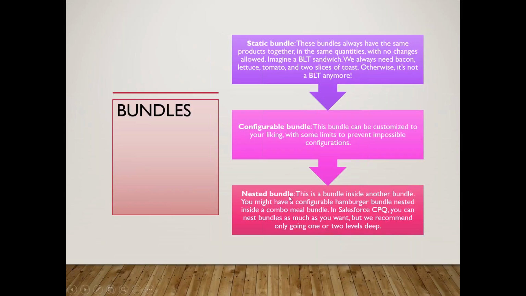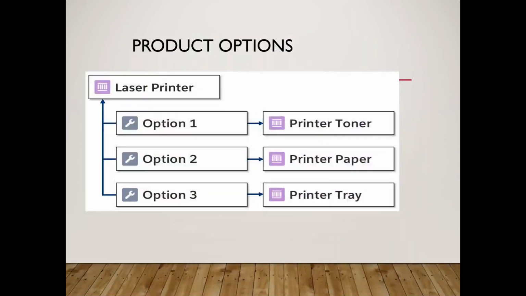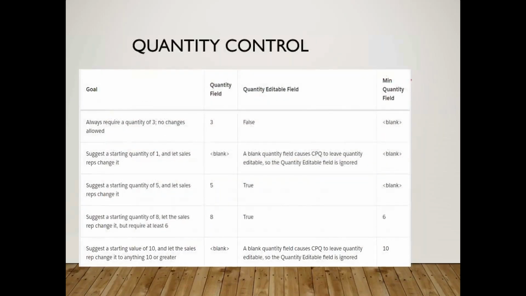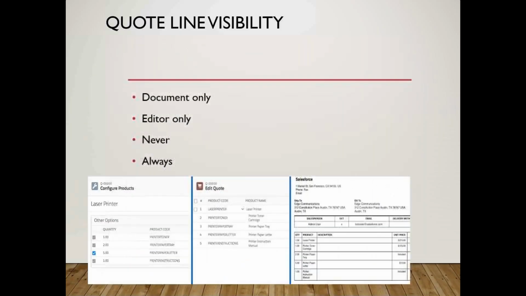And nested bundle means you can have a bundle inside another bundle. So let's say you have a software bundle. Inside that you can create another bundle, and that bundle can have options. We'll come back to this slide again, because I need to discuss how to reconfigure and all these things on this slide.